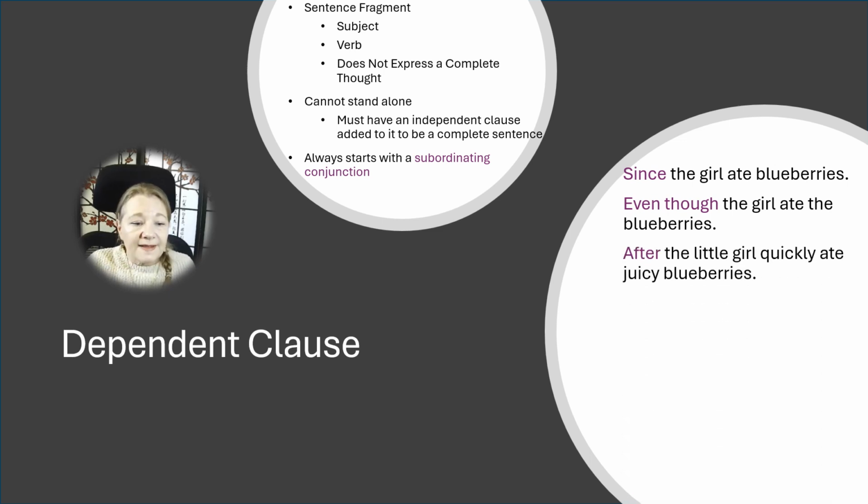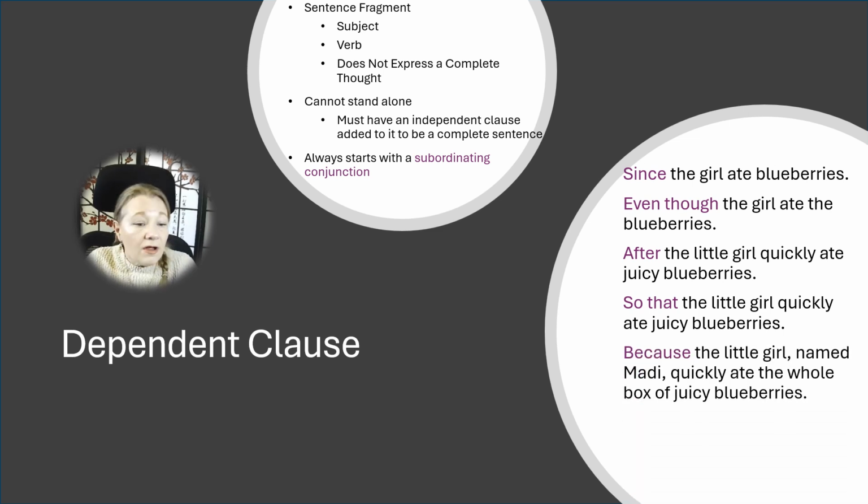A couple more examples. After the little girl ate juicy blueberries. In this case, after is the subordinating conjunction. But again, at the end of this, you're left feeling like there should be more. After the little girl quickly ate juicy blueberries. Okay, what happened after? We don't know because this clause does not express a complete thought. So that the little girl quickly ate juicy blueberries. Another dependent clause because so that is a subordinating conjunction and it does not express a complete thought because we're waiting to hear the rest of the idea.